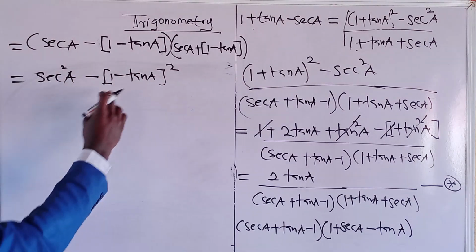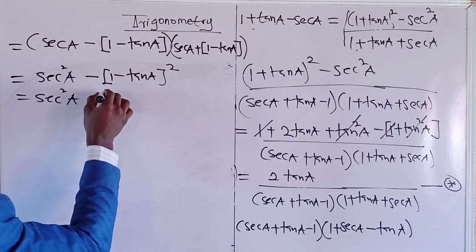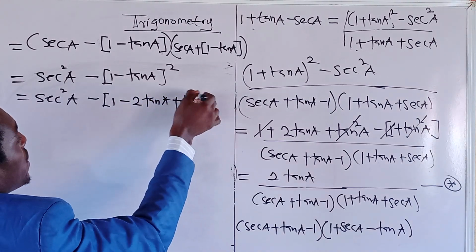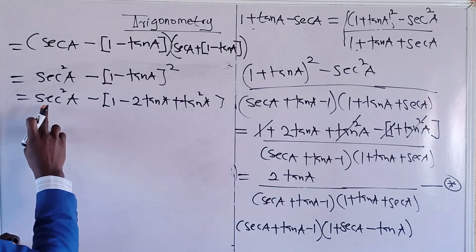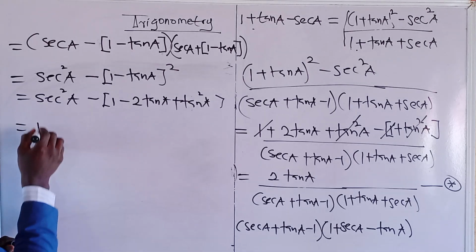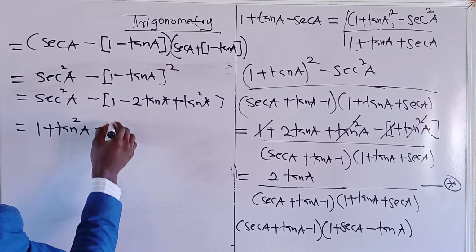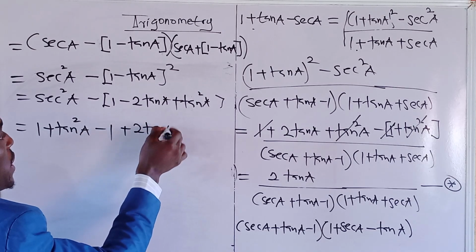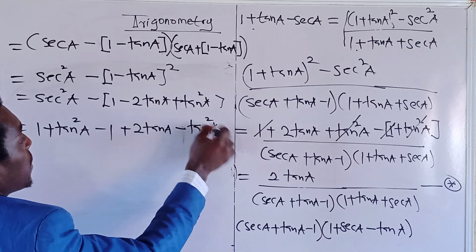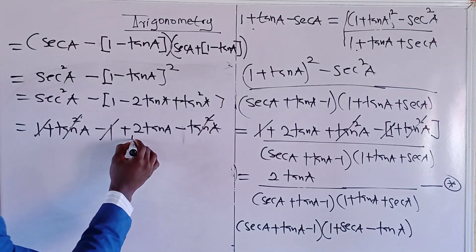So on expanding this expression, we have it as sec squared A minus 1 minus 2 tan A plus tan squared A. Can you see that? Then don't forget sec squared A from basic identities can be written as 1 plus tan squared A. Then expanding this, we have minus 1 plus 2 tan A minus tan squared A. Now this will cancel out with this, and minus 1 will cancel out with this. So we have this as a result.